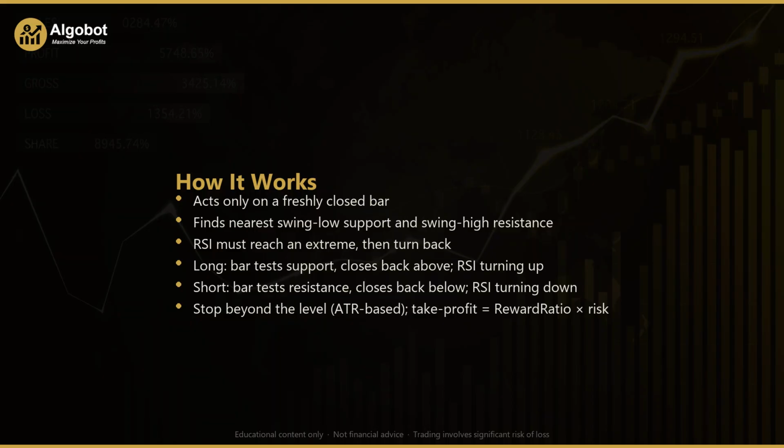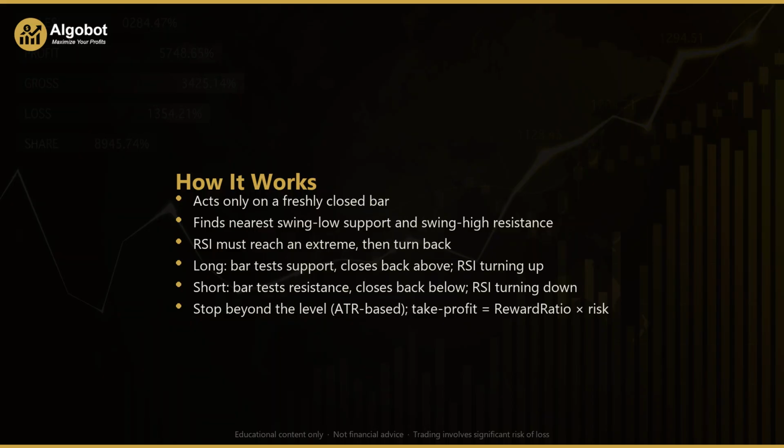Now structure and momentum come together. A long signals when the just closed bar dipped its low into support within the tolerance band, yet closed back above the support level, and RSI was recently oversold and is now rising. A short is the exact mirror. The bar pokes its high up into resistance but closes back below it, while RSI was recently overbought and is now falling. That closing back on the correct side rule is what separates a rejection from a breakout. If price closes clean through the level, the idea never activates.